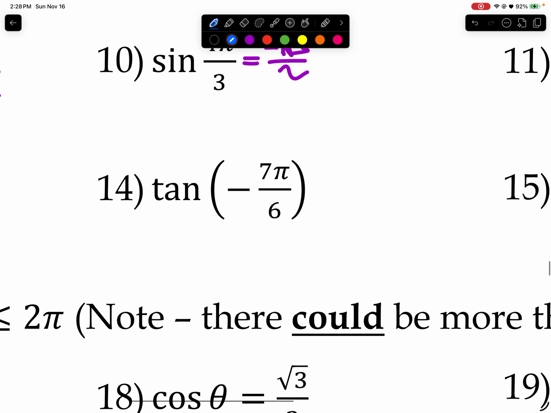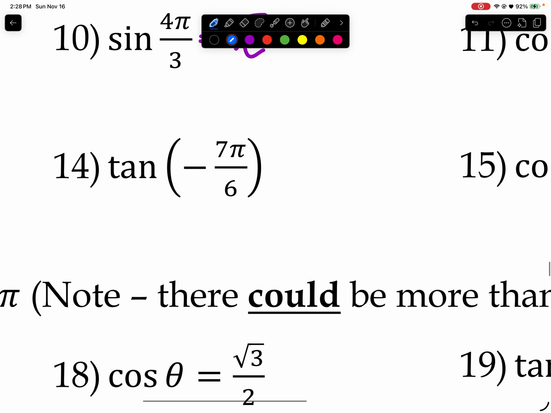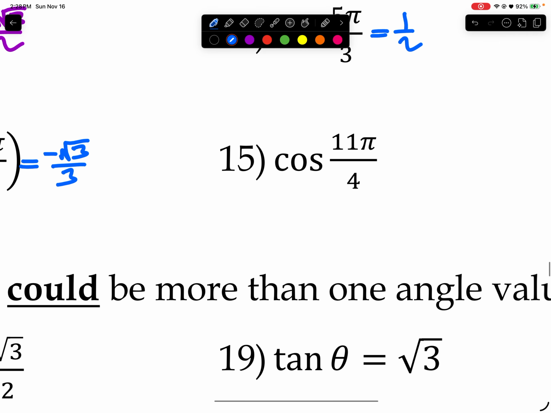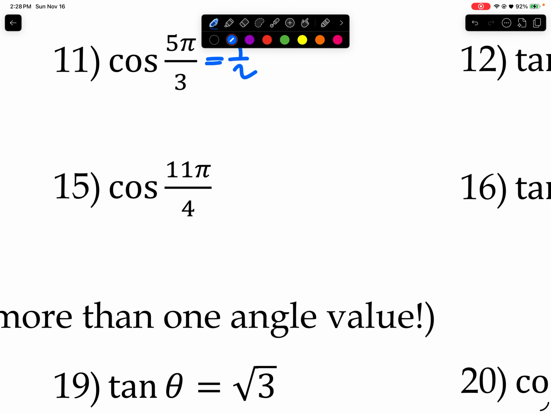Okay, and then tangent 7 pi over 6, so same idea, you can do a coterminal. That's the same as tangent of 5 pi over 6, which in this case is going to be negative root 3 over 3. And then cosine of 11 pi over 4, it's doing another coterminal. You can subtract 2 pi, so 11 pi over 4 minus 8 pi over 4 is going to give you 3 pi over 4. So that would be cosine of 3 pi over 4, which is going to be negative root 2 over 2.